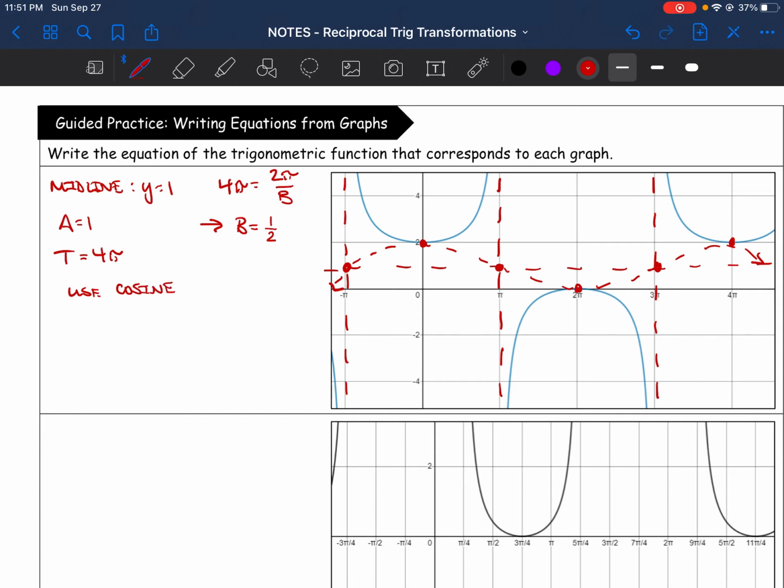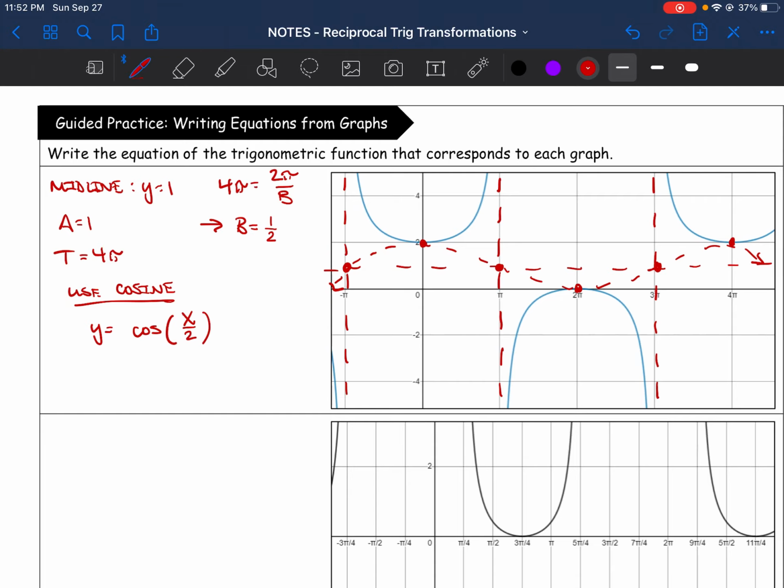We know that because sine goes through the origin. So we're going to want to use cosine here. So let's think about what these transformations are looking like. Our a term is 1, so nothing being multiplied out front. Our b term is 1/2, so we have 1/2 x, or x over 2.